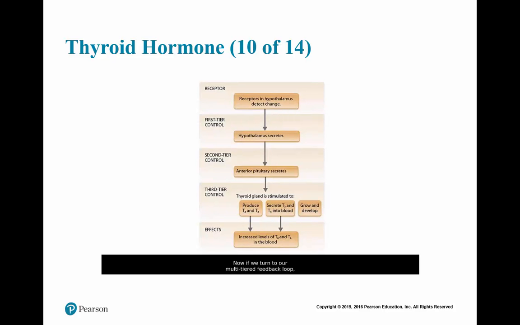Now, if we turn to our multi-tiered feedback loop, we can see that normal thyroid function results in an increase in T3 and T4. The high levels of T3 and T4 are detected by receptors in the hypothalamus. The negative feedback from these receptors then communicates to the hypothalamus that the job of stimulating the thyroid gland is done, so secretion of TRH falls, and so does secretion of TSH.